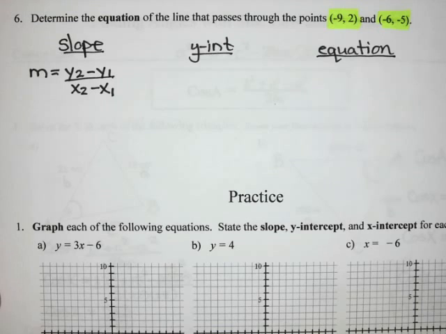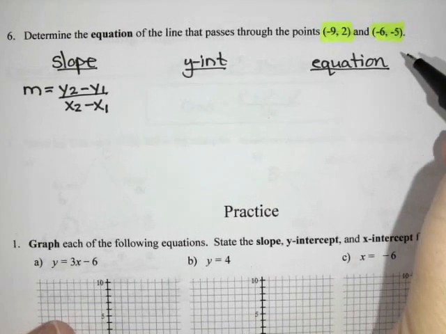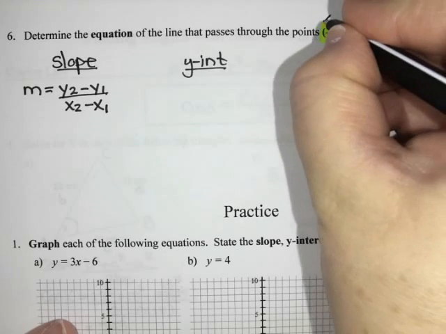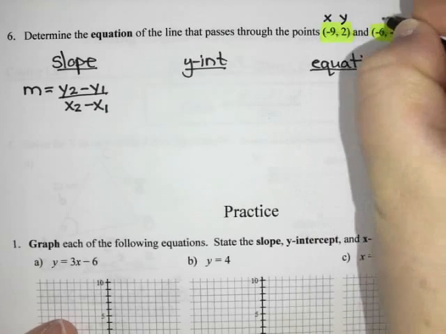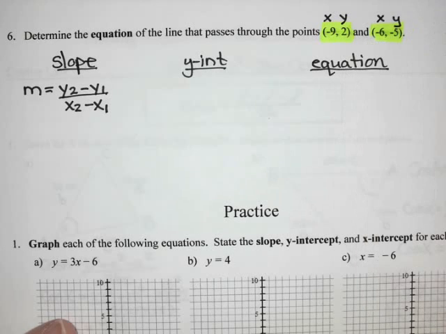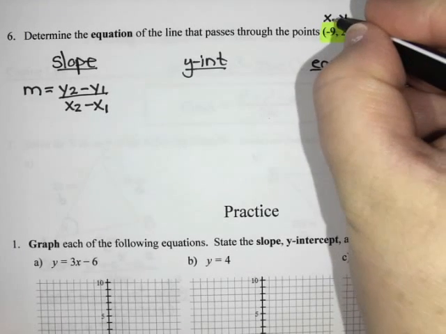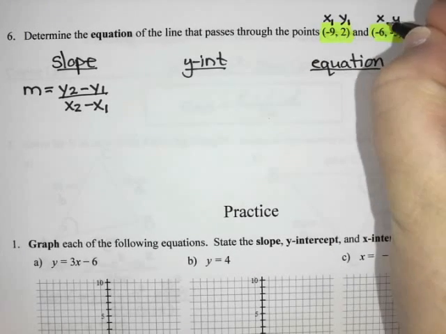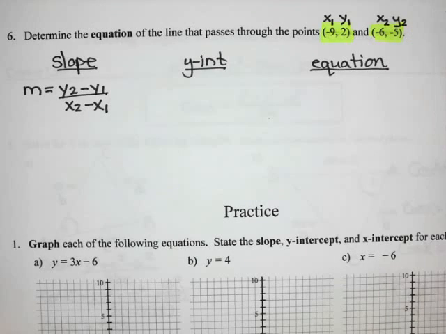Now, where do y2, y1, and x2, x1 come from? The points. Every point has an x-coordinate and a y-coordinate, and then you have to choose one of them to be point 1 and one of them to be point 2. I'm going to let the first one be point 1 and the second one be point 2. But if you want to be a rebel, you can switch it up and do it the opposite way.